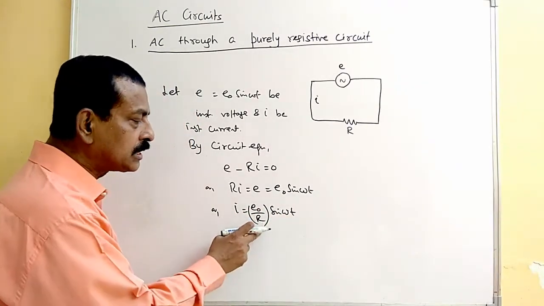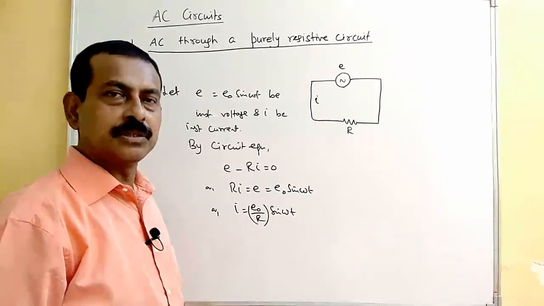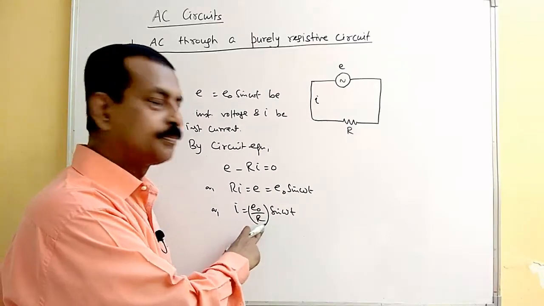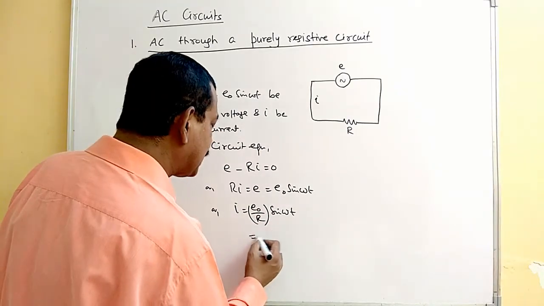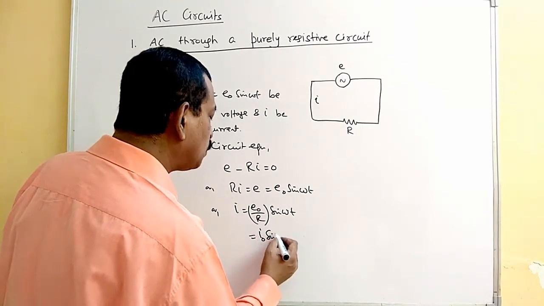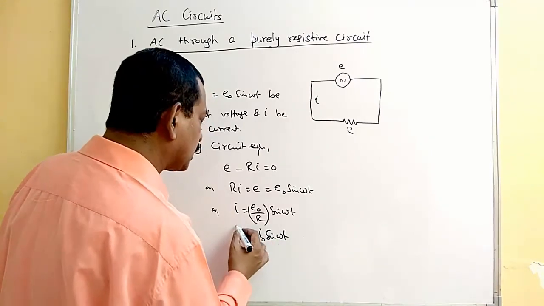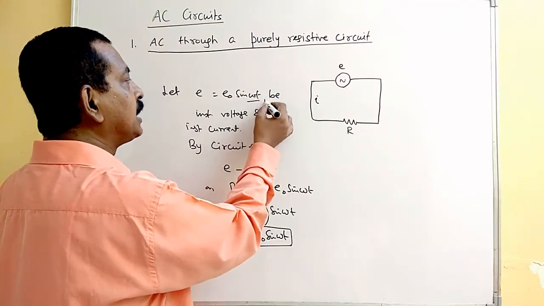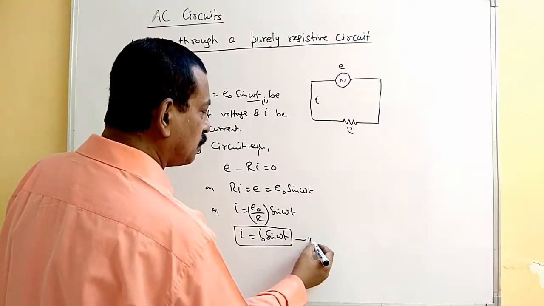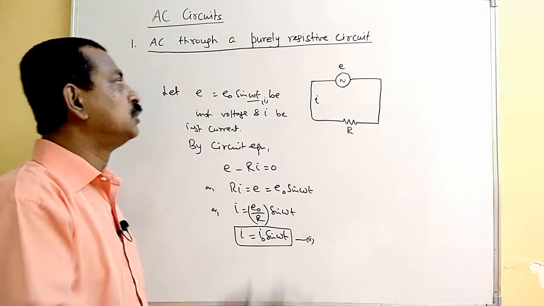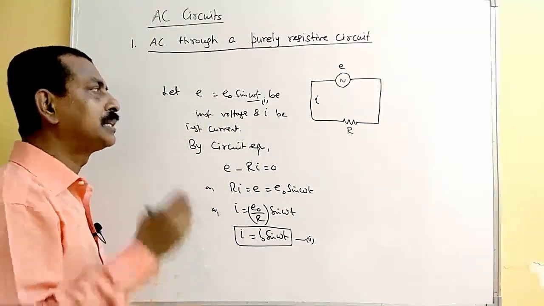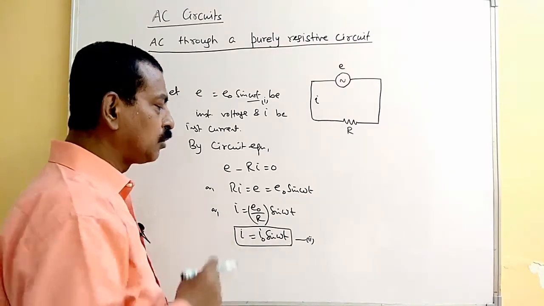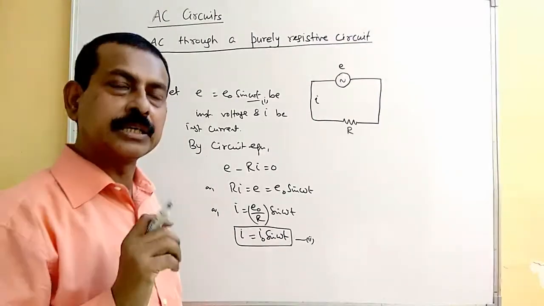Now you see this E naught by R. This is a current term. Dimensionally it will be current, voltage by resistance. So we can represent this as I naught, which represents the peak value of the current. Suppose I call this equation number 1 and this equation number 2. So E equals E naught sine omega t gives the instantaneous voltage, and I equals I naught sine omega t gives the instantaneous current.